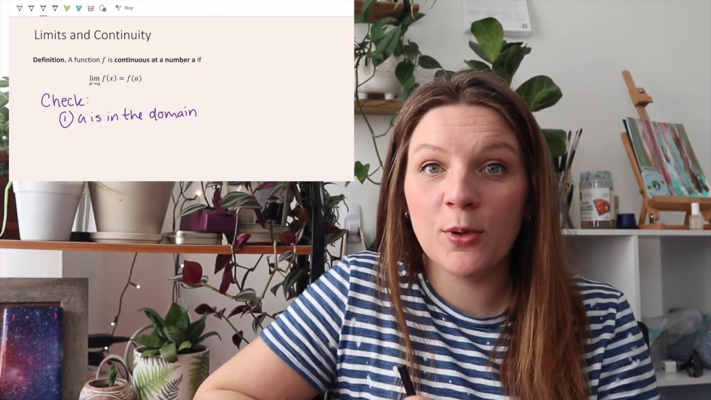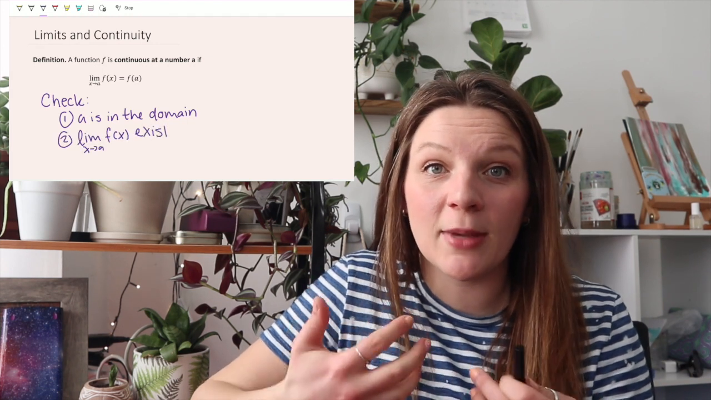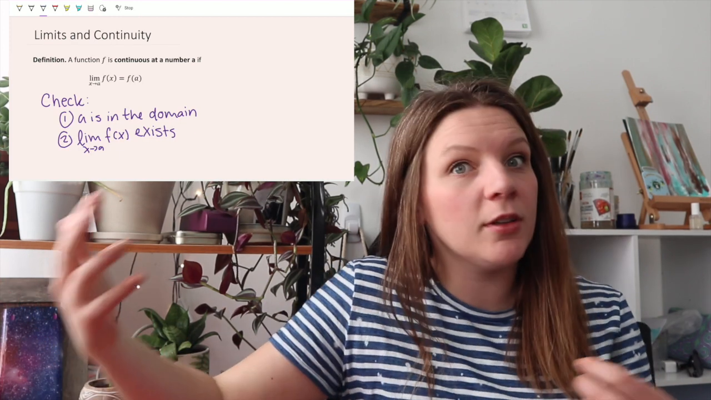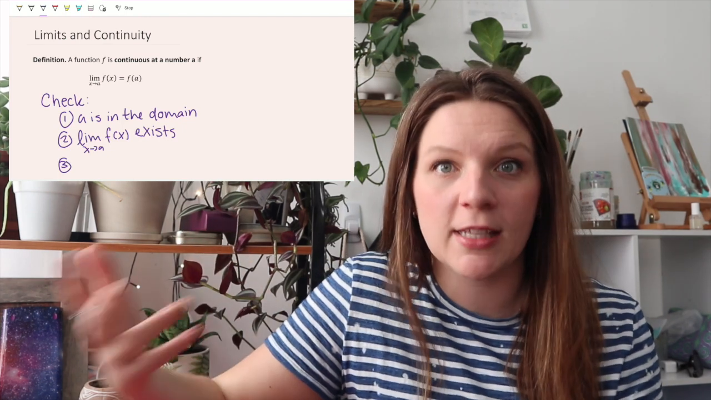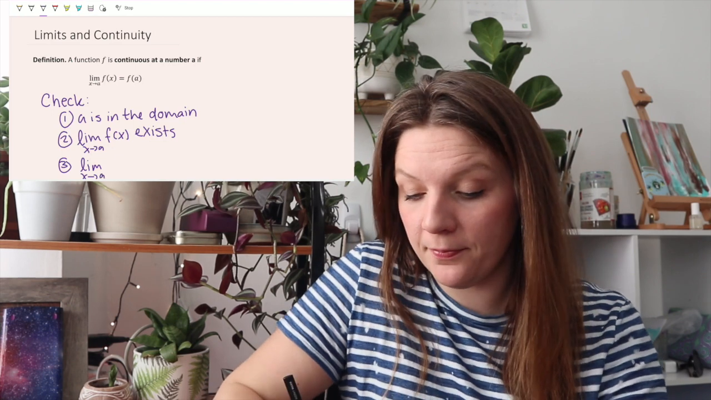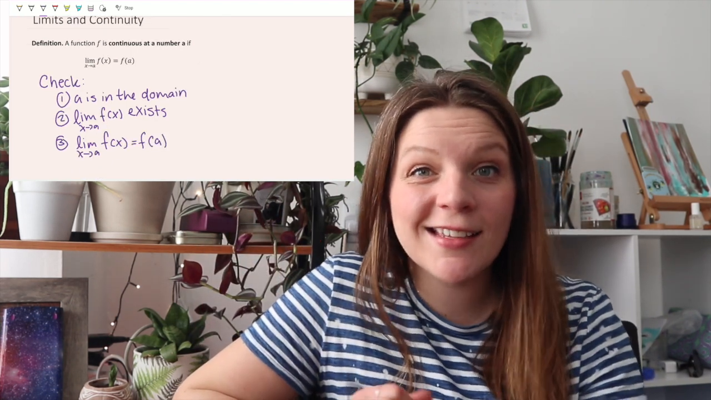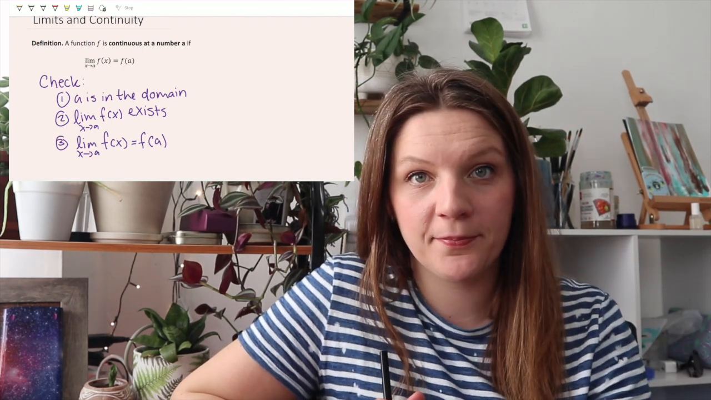Second, we want to make sure that the limit exists, because it doesn't make sense to talk about the limit of f as x goes to a equals something if the limit doesn't exist. So the limit has to exist for it to equal a value. And lastly, we need to check that there is equality there. So number 3, the limit of f of x as x goes to a is indeed equal to the function evaluated at a. So let's look at an example.